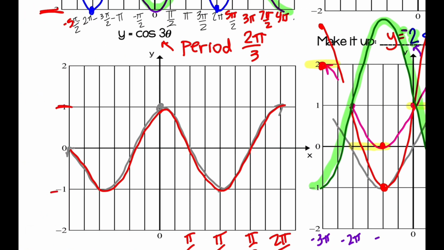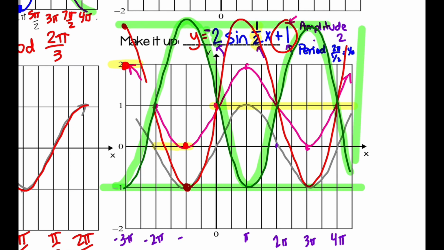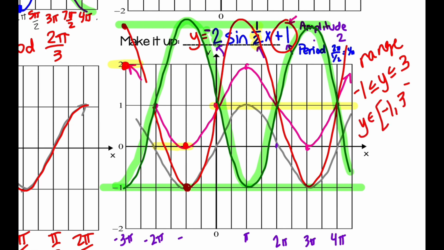So usually your amplitude can help you, but if there is a vertical shift like we had on this one, that +1 changes it. So you want to be really careful about all the things that you're doing, but you're going to have a low point of -1 and a high point of 3. The distance between them should still be 2 times the amplitude. So from -1 to +3, it's still just 4, which is twice what 2 is. So we're going to say the range on this one is from -1 to 3, or you can say y is an element of the interval from -1 to 3.